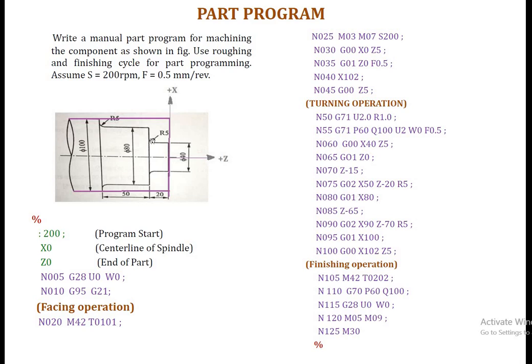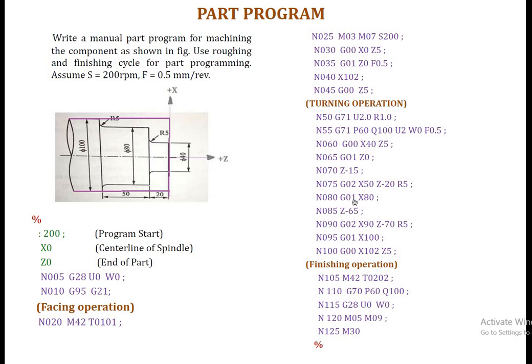X50. When it reaches this position after this clockwise interpolation, what will the X coordinate be? 50. This is 40, and this 5 and this 5, that is 10. So it becomes 50. So X50, Z minus 20. Obviously this distance is 20, so this is minus 20, and the radius is 5. Now after this block, the tool reaches this position.